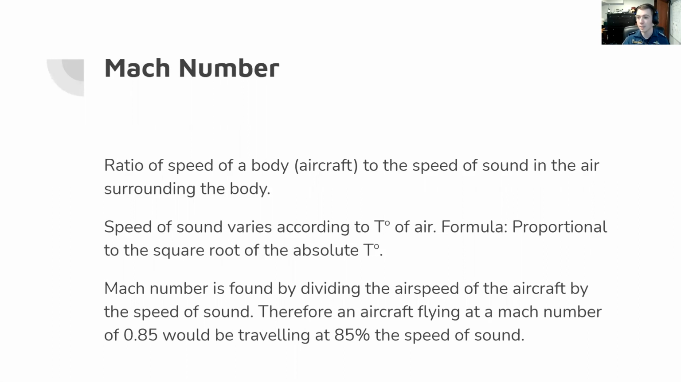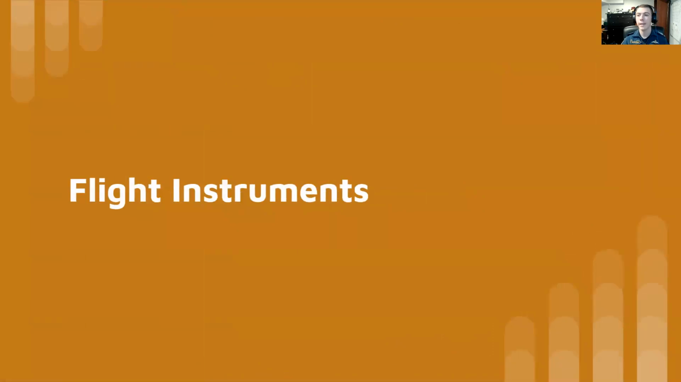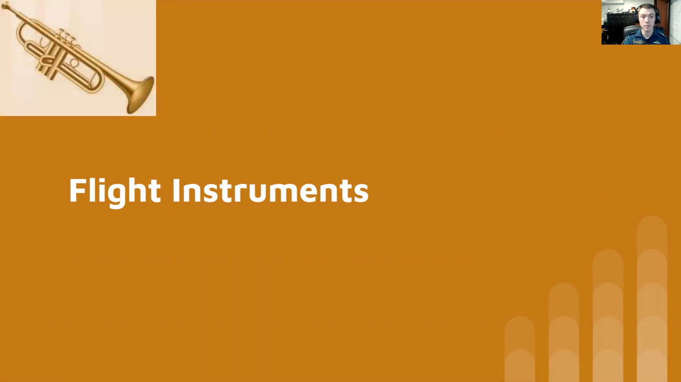This one isn't a complicated concept. If you're going Mach 1, you are going the speed of sound. If you're going Mach 2, you're going twice the speed of sound. It's reasonably straightforward. Next, flight instruments. I've referenced a couple of these. The Airspeed Indicator is a big one.